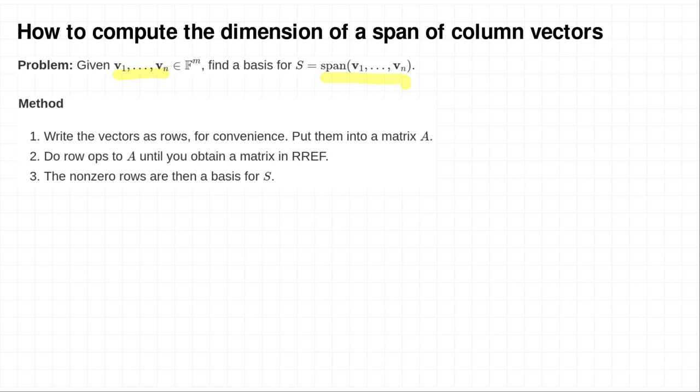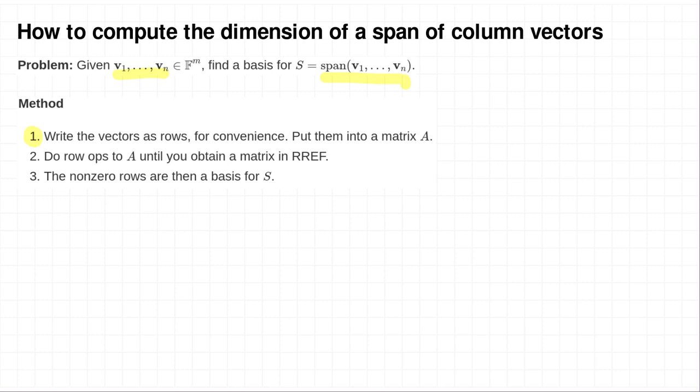The method, which we're going to prove works, is as follows. First of all, you write the vectors as rows. The reason to do this is because we're going to use row operations, and we know about row operations already. We could define column operations, so we wouldn't have to turn our column vectors into row vectors, but rather than take the time to do that, we'll simply work with what we already know, which is row operations.